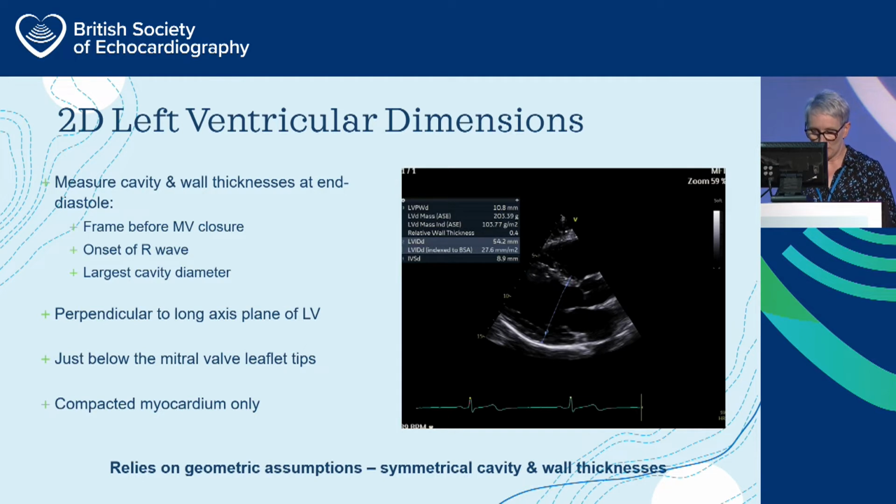Worth remembering that we're using 2 dimensions to measure a 3D structure, so the measurements in any of the parameters which we then go on to derive from them are relying on the assumption that the left ventricle is a particular shape with a symmetrical distribution of wall thickness. So as soon as you've got any regional wall motion abnormality or any asymmetric pattern of hypertrophy, then the 2D measurements, the 2D dimensions, will correlate less well with the actual ventricular size.